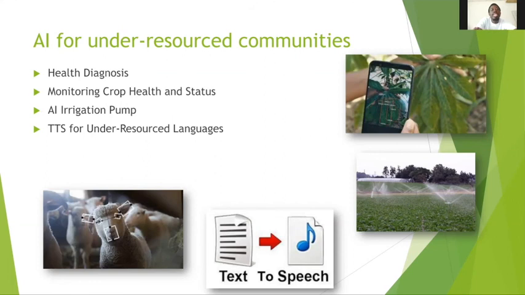So basically, these are the most vital and most needed solutions that AI can provide, especially for Northern Ghana. I can't speak for the other countries, but these are the ones I can think of for Ghana.